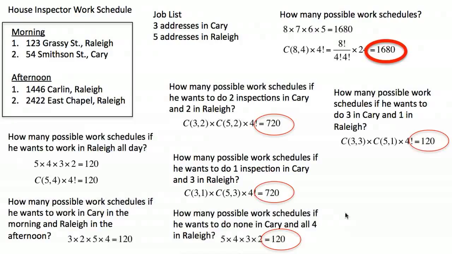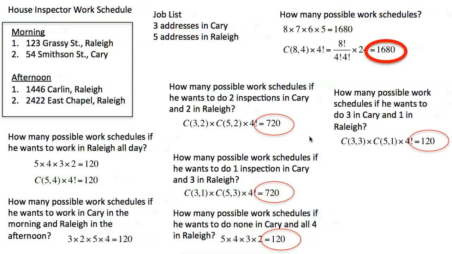So let's do a final check of the consistency of the answers we've obtained. To start with, we counted a total of 1,680 possible work schedules altogether. And it's either going to require 2 inspections in Cary, 2 in Raleigh, 1 and 3, none and 4, or 3 and 1. There simply aren't any other possibilities than these.